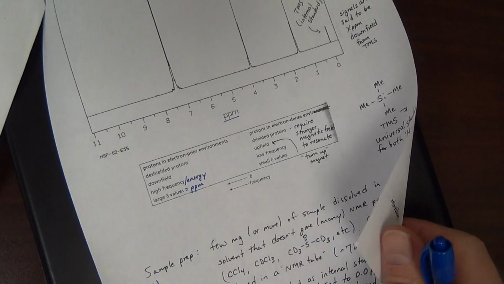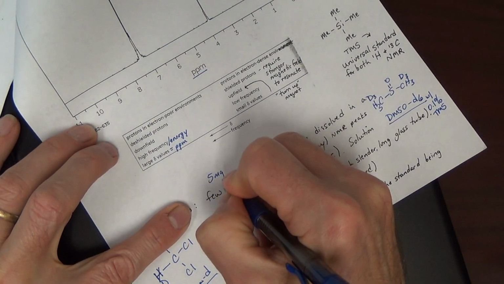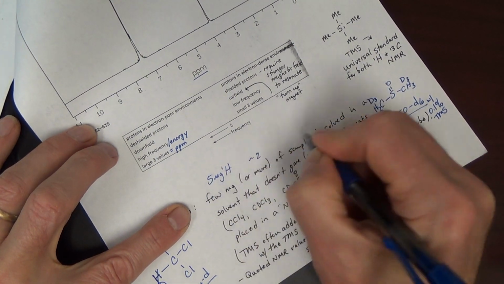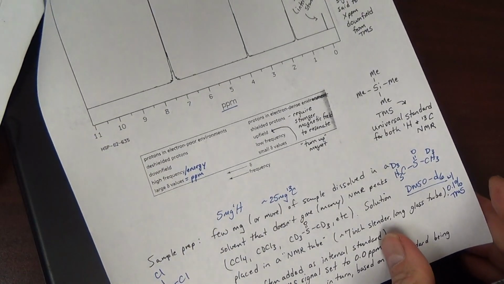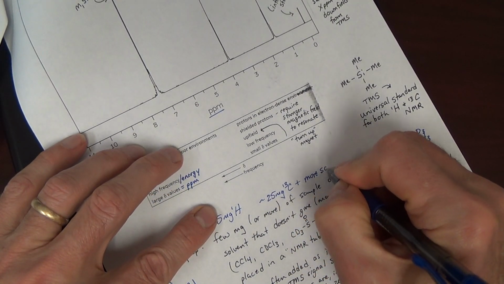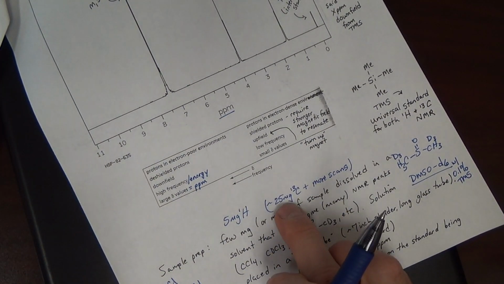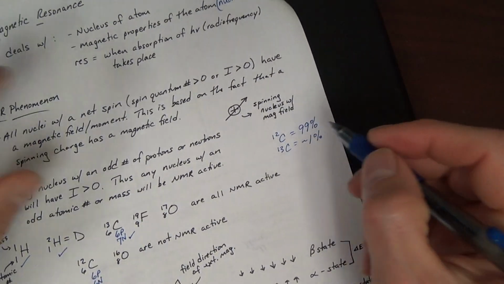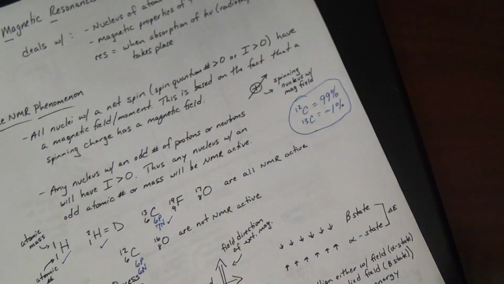I mentioned that over here. About 5 milligrams for proton, and about, it can vary, 25 milligrams for carbon-13, plus more scans. More compound, also longer scan time for the carbon, largely because of this. Right there.